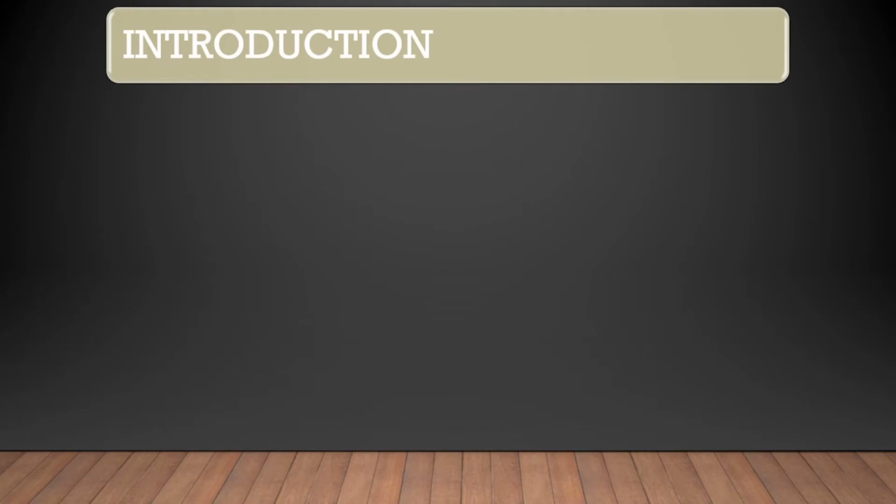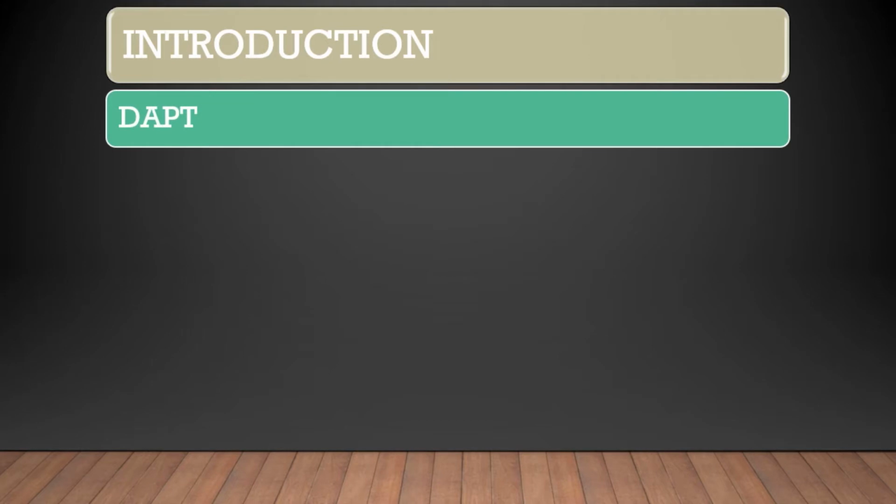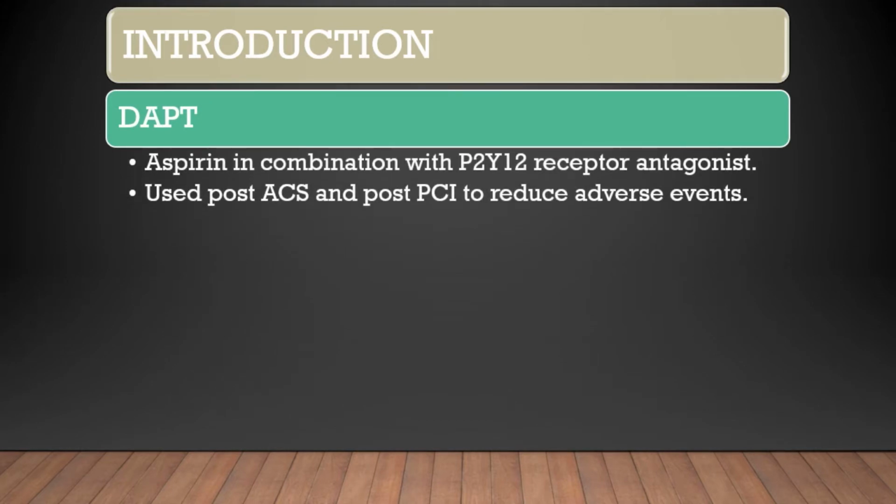We begin our discussion with the introduction of dual antiplatelet therapy. Aspirin in combination with P2Y12 receptor antagonist is referred to as dual antiplatelet therapy, and it is used in patients who have had an acute coronary syndrome and patients who have undergone PCI to reduce the various atherothrombotic adverse events.